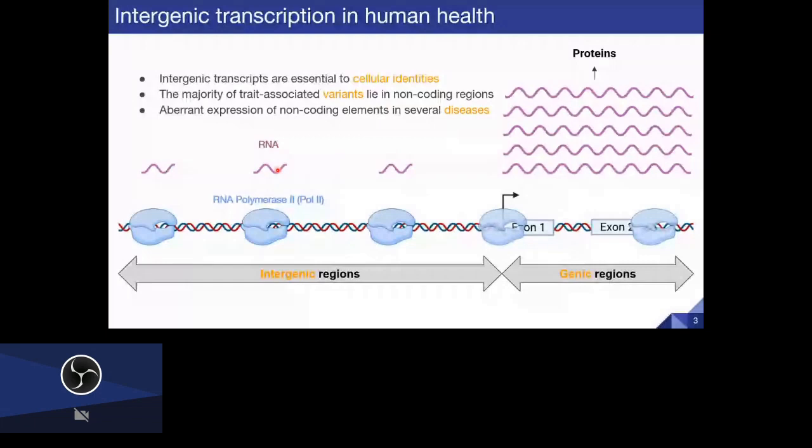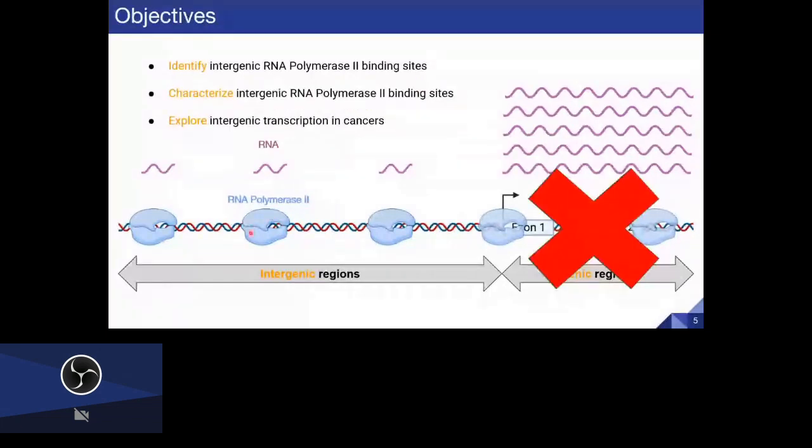So in this work that I am going to present, we only focus on these intergenic regions of the genome. And despite a much weaker signal, we will integrate a lot of data to overcome this weak signal. So the three main topics that I will present today are how we created an atlas of binding sites of RNA polymerase 2, how we characterized it by tissue specificity, and also our study of intergenic transcription in cancers.